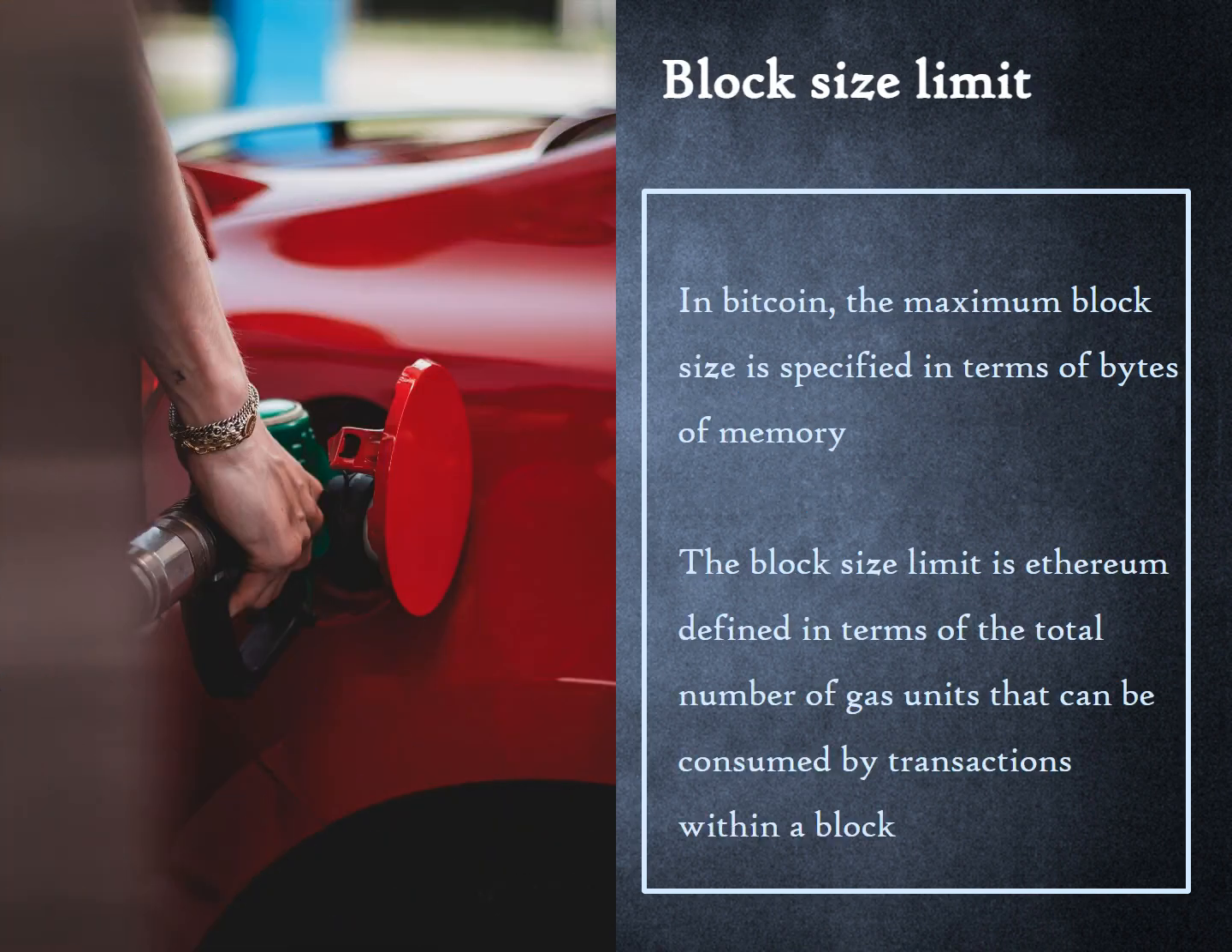In the lesson on Bitcoin, we cover the term block size. In Bitcoin, the maximum block size is specified in terms of bytes of memory. Since all transactions in Bitcoin are payment transactions, the relationship between block size and number of transactions is stable. In Ethereum, the block size limit is defined in terms of the total number of gas units that can be consumed by transactions within a block. Hence, if there are many contract transactions that use a large number of gas units, the number of transactions that can be included are fewer.